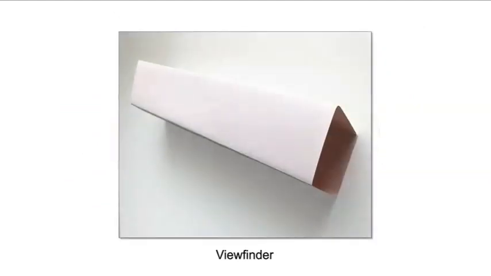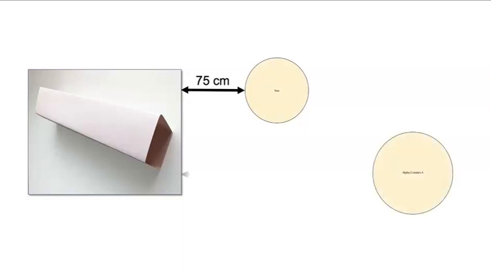I have an idea. Let's place the cutouts at different distances from us. We will look at the cutouts through this viewfinder. Looking through the viewfinder will represent looking at the stars from Earth. So we will place the sun cutout about 75 centimeters away from the viewfinder, and we will place the Alpha Centauri A cutout about 225 centimeters away from the viewfinder because it is farther away.